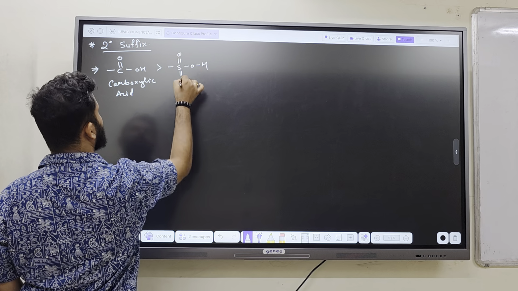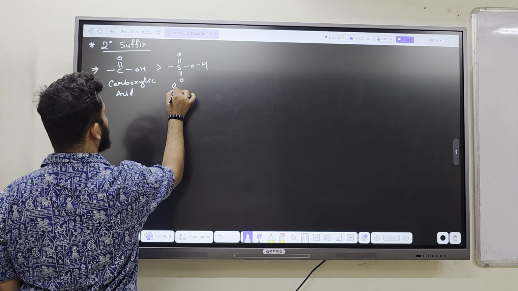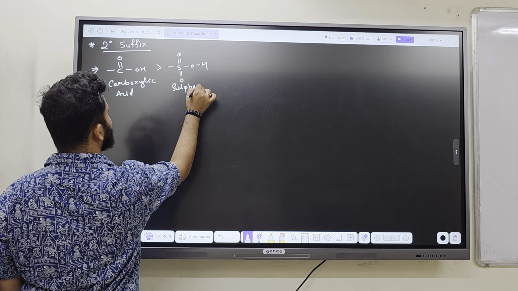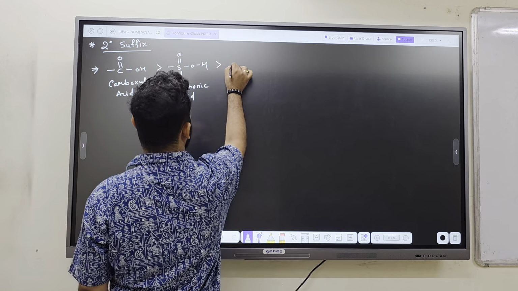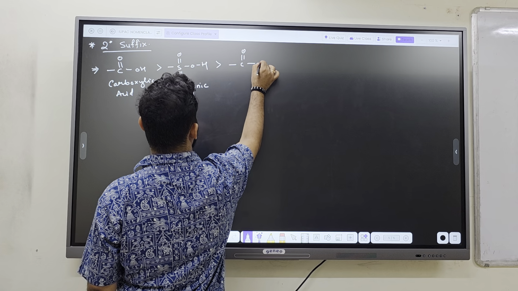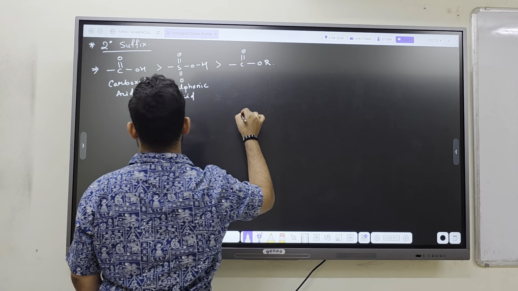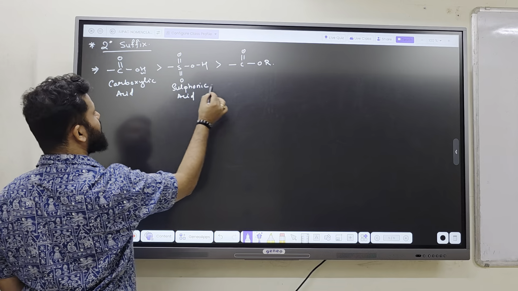SO3H. S, 3 O's and H. This is called sulfonic acids. That is second in priority. Then comes a category called esters. So I am simply replacing hydrogen with R.